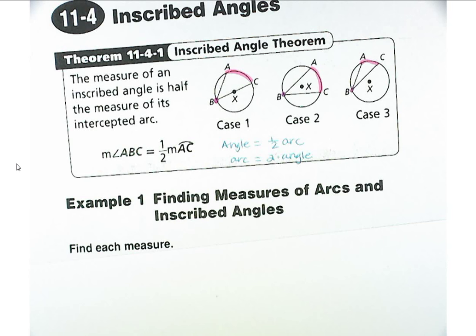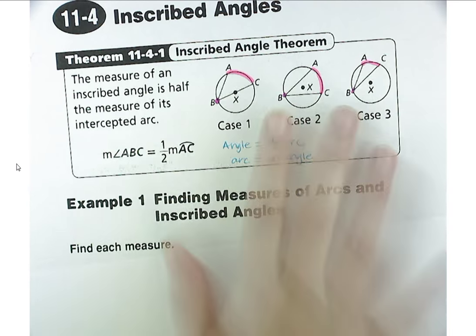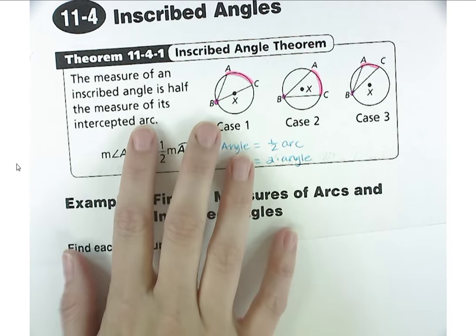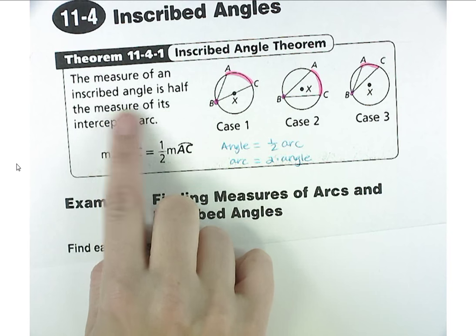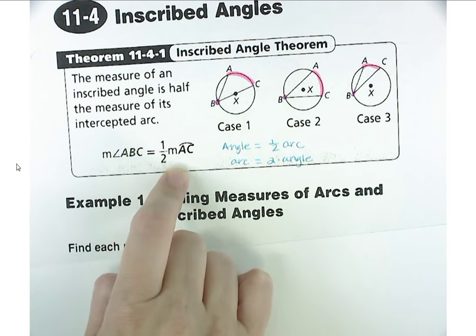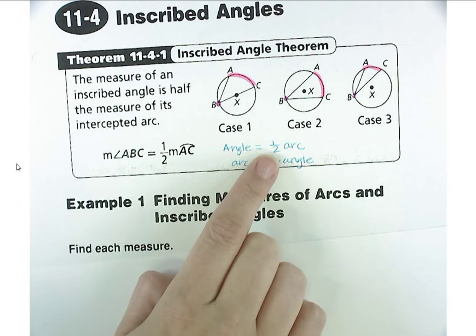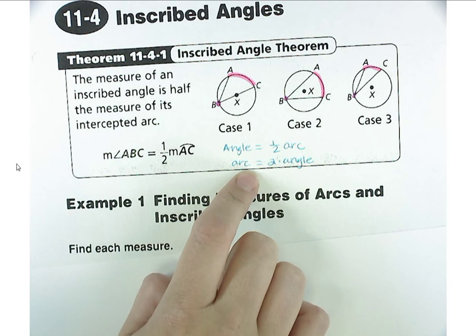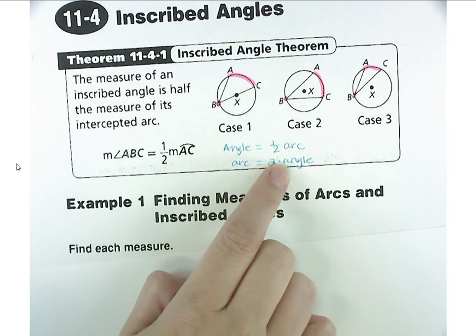Okay, so today we're doing 11.4, which is about inscribed angles. And the first thing we're going to talk about is the inscribed angle theorem, which has a few different cases here. So the measure of an inscribed angle is half of the measure of its intercepted arc. Okay, so the angle is going to be half of the arc, or you can also look at it as the arc is going to be twice the measure that the angle is.